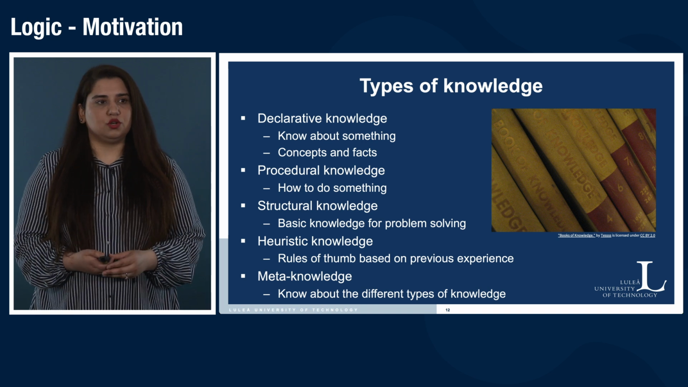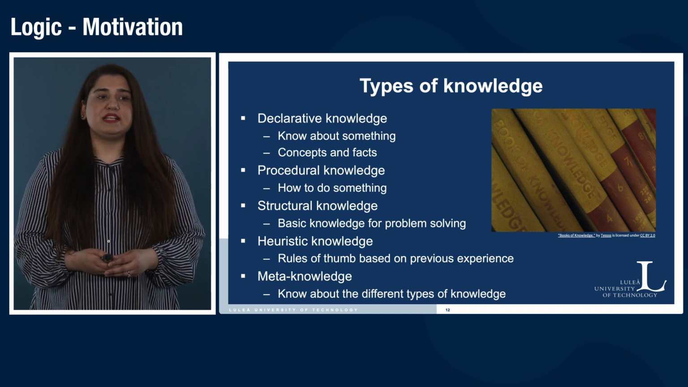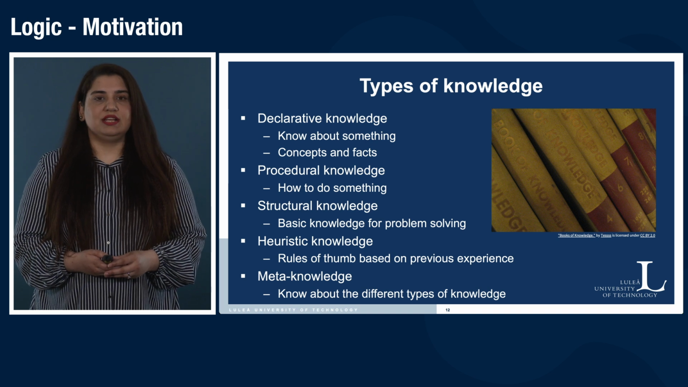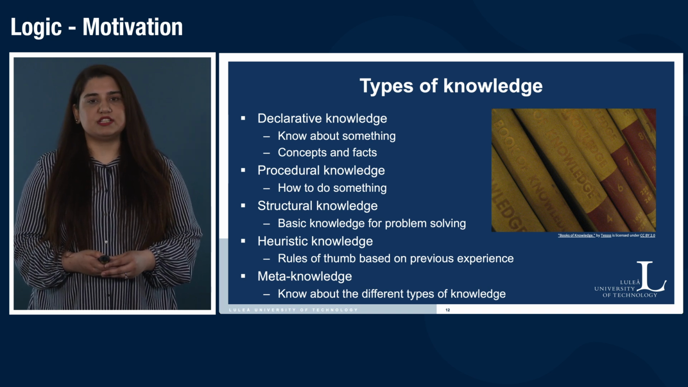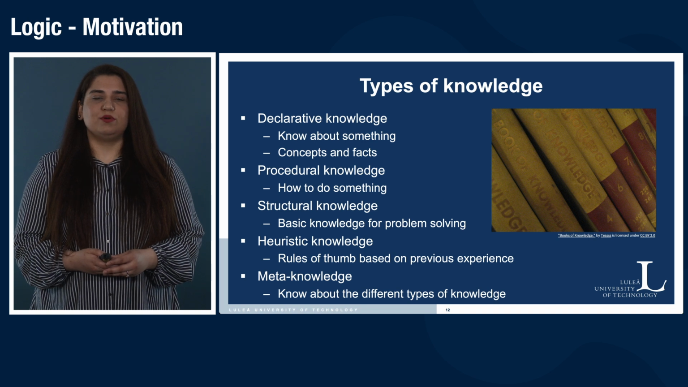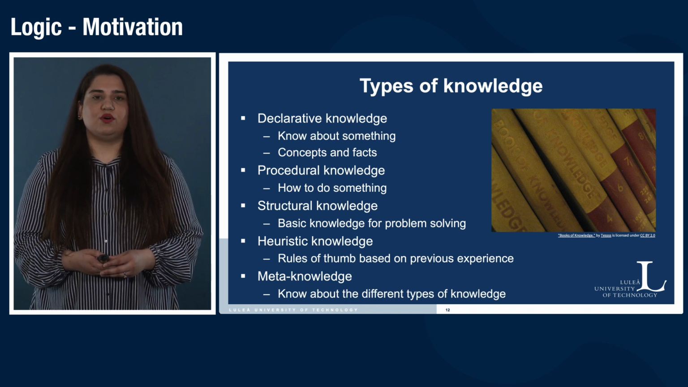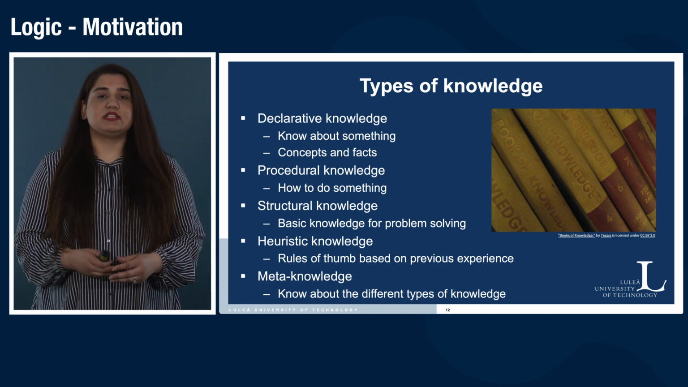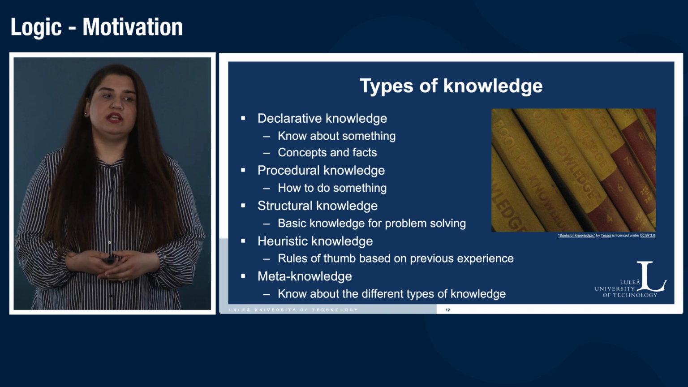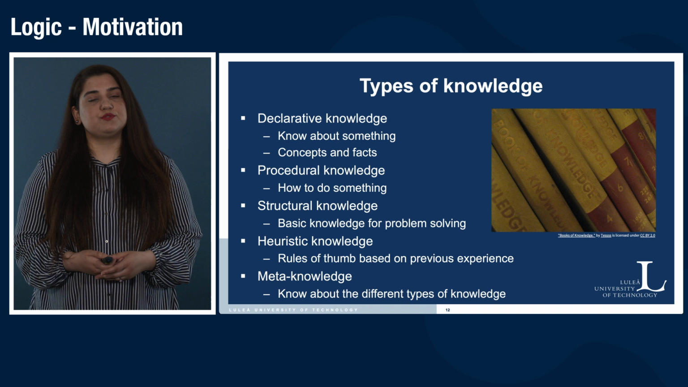Then we have structural knowledge, and this is based on the basic knowledge for solving problems. Then we have heuristic knowledge. This is the rule of thumb based on previous experiences. This is something you can say we develop or set based on reasoning which is outside the facts and figures. Then we have meta knowledge, which is knowledge about the different types of knowledge.